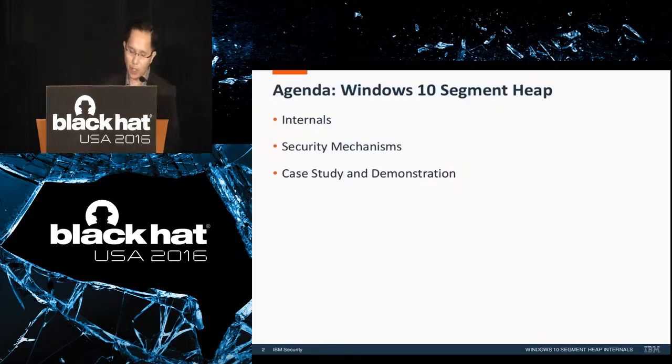My talk consists of three parts. The internals, where I'll talk about the architecture and different components of the segment heap. The security mechanisms, where I'll talk about the different mechanisms in place that make it difficult or unreliable to attack heap metadata, and in certain cases, make it unreliable to manipulate the layout of the heap. Case study is where I'll discuss how to manipulate the layout of the heap that is managed by the segment heap in order to reliably leverage a memory corruption vulnerability for an arbitrary write in the context of the Edge content process. And the demonstration will follow.